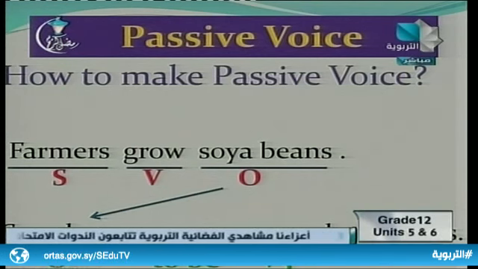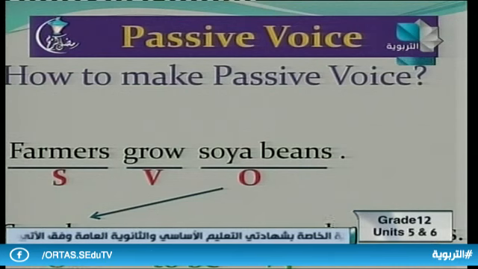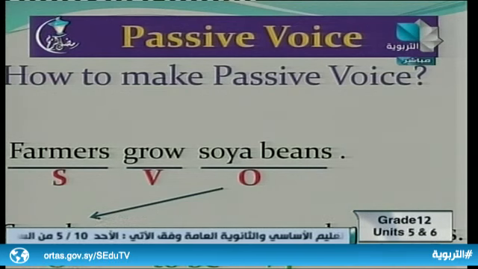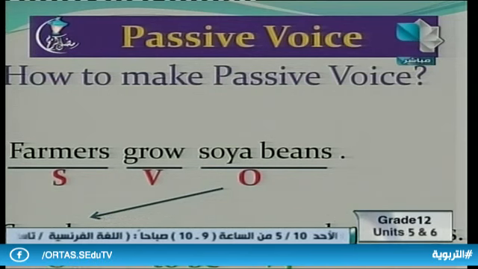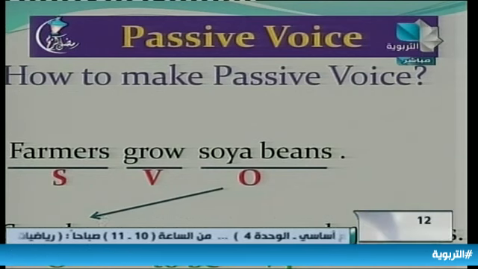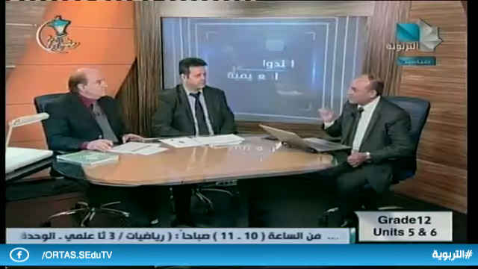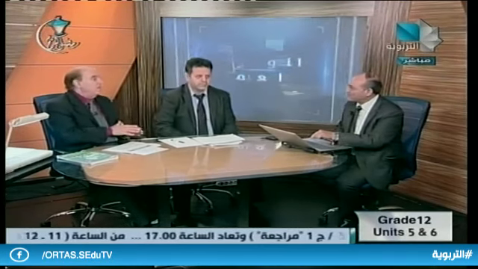Then after that, we use verb to be, one of the forms of verb to be. We have many forms. We use verb to be in the same tense as the active verb. Simply, it is just one rule for all tenses. The student should know that he has to use verb to be in the same tense as the active verb. If the active verb is simple present, we use verb to be in the simple present. If it is simple past, we use verb to be in the simple past, and so on.